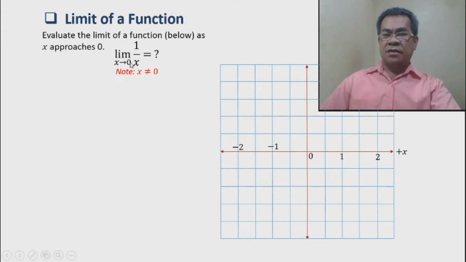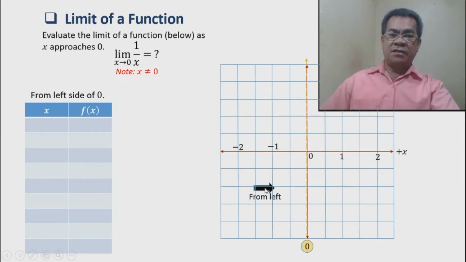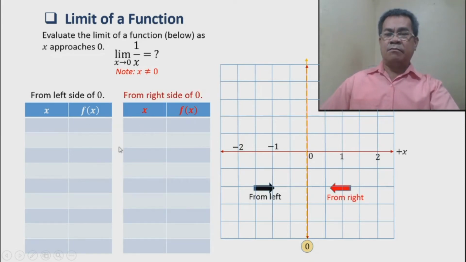Take note that we cannot substitute 0 here, because if you have 0, it will provide an infinite number. So x is never equal to 0. What will be the response of the function if we let x approach 0? Okay, let's do the same process. We have the table from the left side and the table from the right side, evaluating the numbers closest to 0.